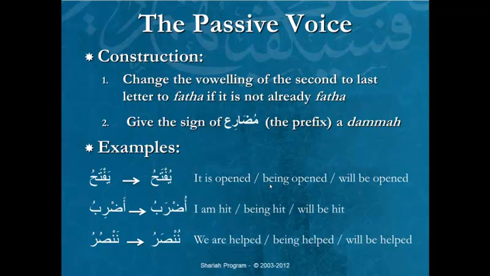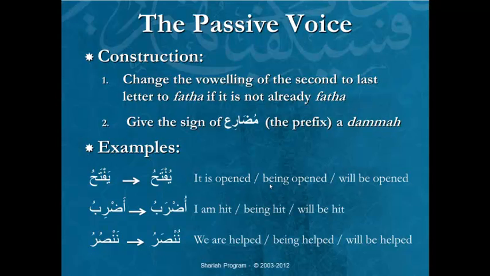Passive. Nansuru, conjugation number 14 of yansuru, is nansuru. Nansuru means I help, I am helping, I will help. Passive is nunsaru. So not only do we have to change the beginning portion nun to nun, but the second to last letter changes to a fatha, and the new translation is we are helped, we are being helped, we will be helped.